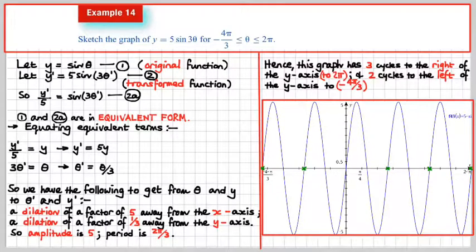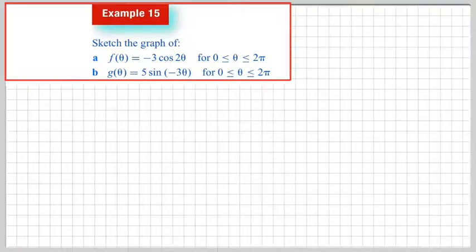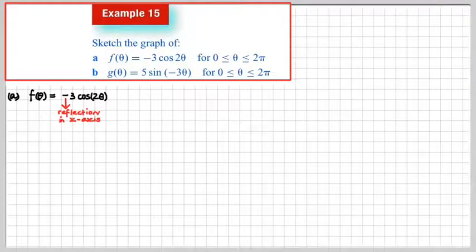So let's move on. We've got another one here. We've got to sketch the graph of this here and this here. Have a look. Let's just absorb it and see what we can do with it. So for the first one, basically we know that f of theta equals minus 3 cos 2 theta. Now I'm just giving you a bit of a summary here. That shows you it's got a reflection. That's a y reflection, or a reflection in the x-axis. That shows you that it's got an amplitude of 3, and that shows you that it's got a period of 2 pi over 2, which is the same as pi. So that tells you a lot.